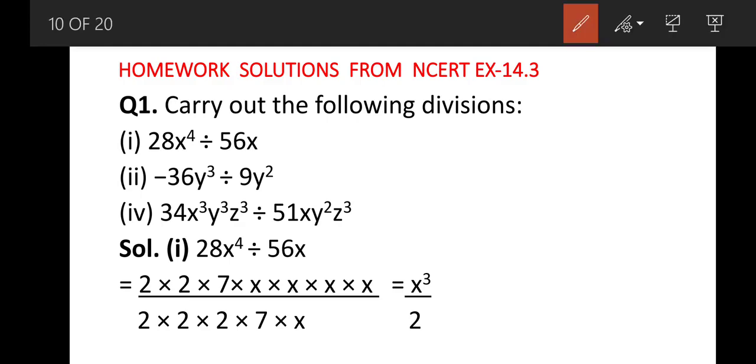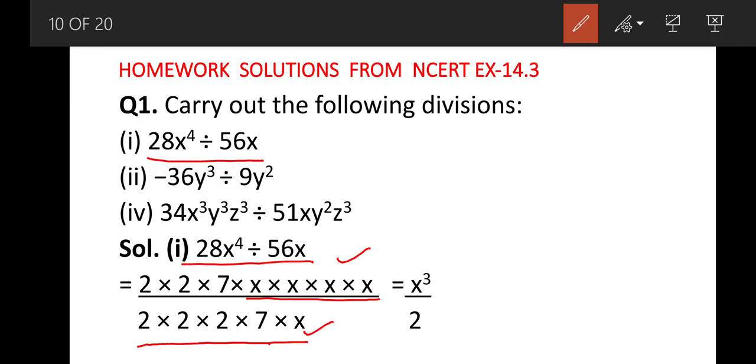It is 28x raised to the power 4 divided by 56x. What I have done, I have written the factors of 28x raised to the power 4 and 56x. Now for 28, the factors I have written are 2 into 2 into 7, and as x raised to the power 4 was there, x I have written 4 times. Likewise for 56 I have written the factors as 2 into 2 into 2 into 7, and x one time was present, so I have written like this.